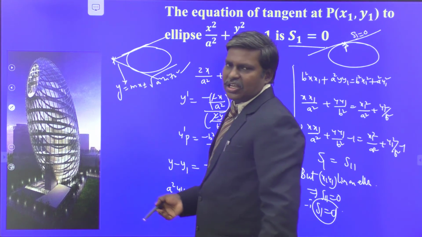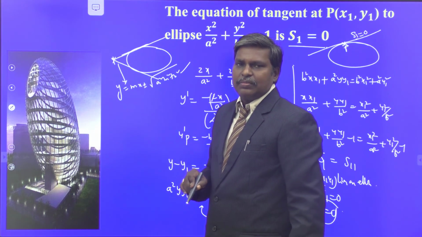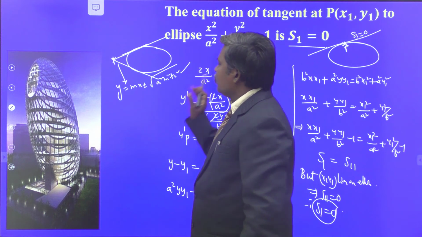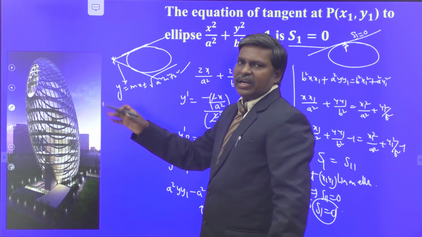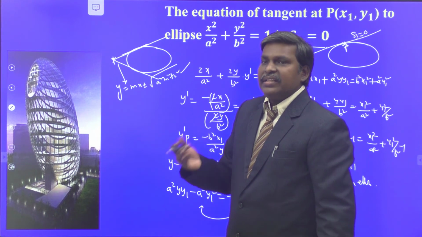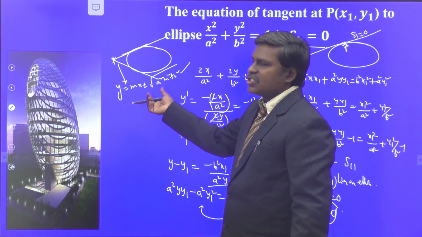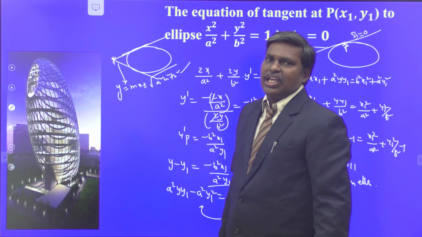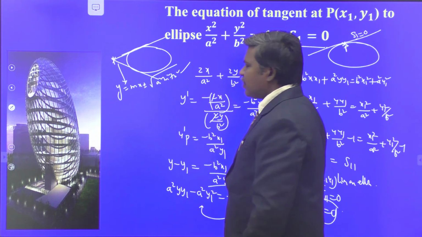We get the quadratic equation in m. Solve for m. We get the values of m. We have the slope and point. You can write y minus y1 is equal to m into x minus x1. It is the procedure to write the equation of tangents through the point to the ellipse. So, don't apply S1 is equal to 0.